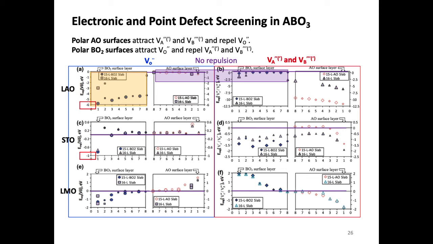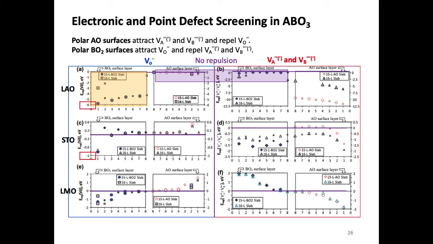However, if you look at LAO, it is not that simple. Even for the yellow box, you can see oxygen vacancies are welcome throughout the layer, not only on the surface. And for the AO surface layer termination, the cation vacancies are not repelled. It is neither attracted, it's weakly attracted, but not repelled. So that's very peculiar. For STO and LMO, it is as stated generally.